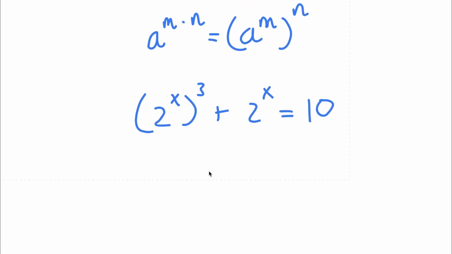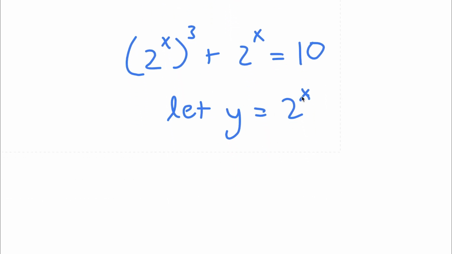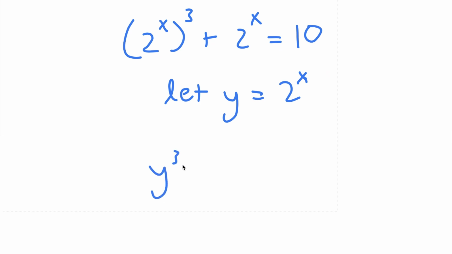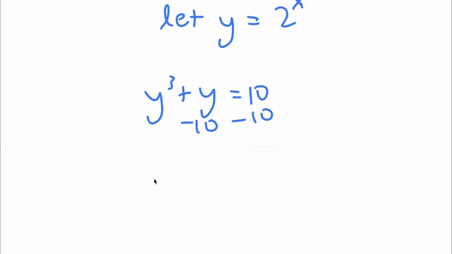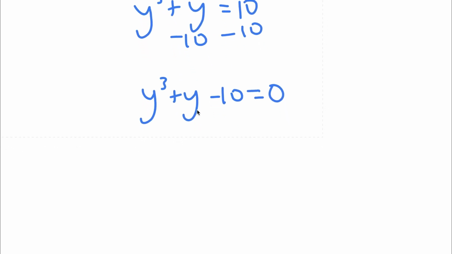Now, I'm going to go ahead and let the variable y equal 2 to the power of x. So if I replace 2 to the power of x with y, I get y to the power of 3 plus y is equal to 10. Now if I subtract 10 on both sides, I get y to the power of 3 plus y minus 10 is equal to 0. Now all we have to simply do is factor this.